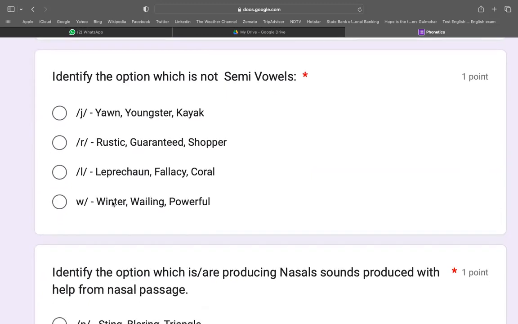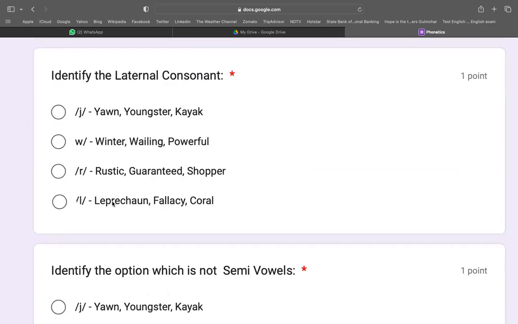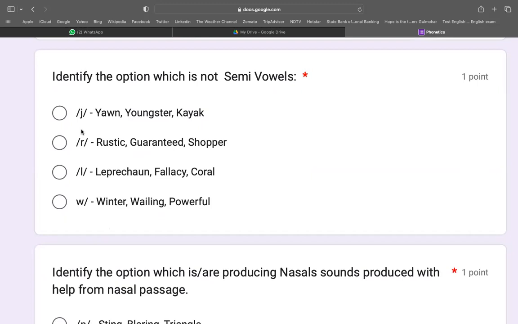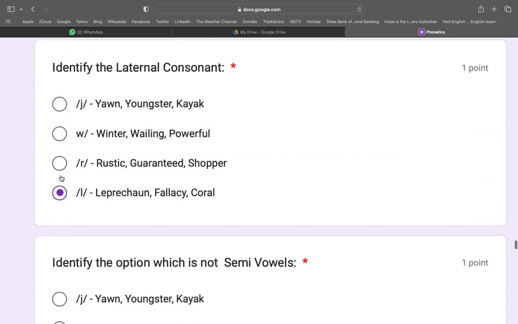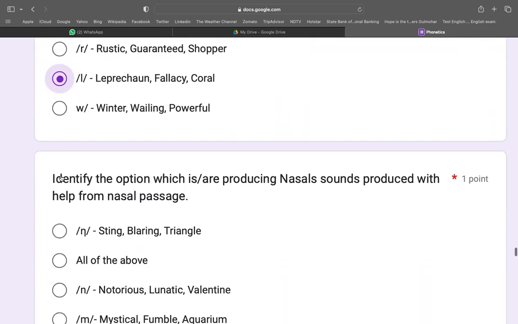Identify the option which is not semi-vowels. So when you talk about semi-vowels, what do we find out? Which is not the semi-vowels. So y is there, r is there, and w is also there. So then obviously la is not, because la we consider as a lateral consonant.